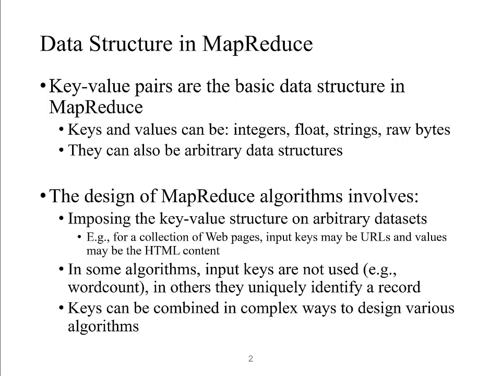For example, we need to impose the key value structure on arbitrary datasets. We need to decide what is key, what is value. So basically, key is the identity of elements, where the value usually will be the number to be combined or aggregated together. But the value could also be, for example, strings, if you want to add strings together or concatenate them together.